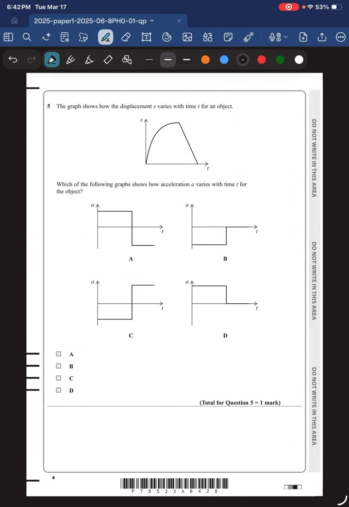Question 5. Okay, the graph shows how the displacement s varies with time t for an object. Which of the following graphs shows how acceleration a varies with time t for the object? Okay, since we are given the displacement time graph, we know that the gradient of the displacement time graph is the velocity. Okay, so let's go see what's going on with the velocity. So over here, basically the gradient is the tangent to this curve. Okay, so the tangent down here is this line.